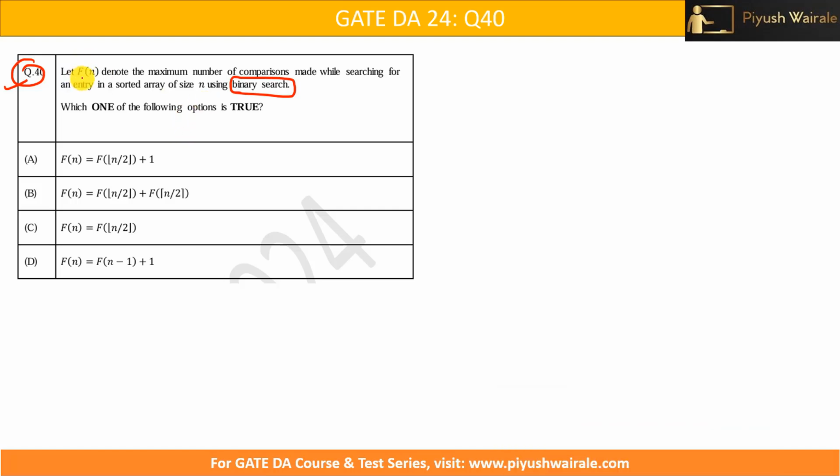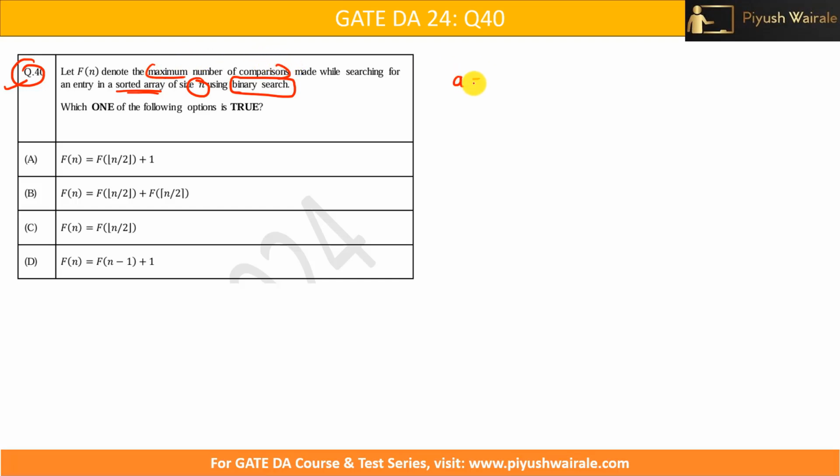Let f of n denote the maximum number of comparisons made while searching for an entry in a sorted array of size n using binary search. Then which one of the following options is true? So here we are interested in binary search and in the maximum number of comparisons, right?